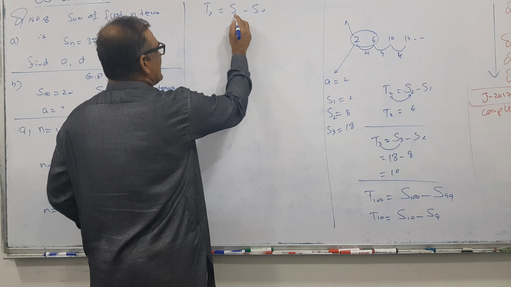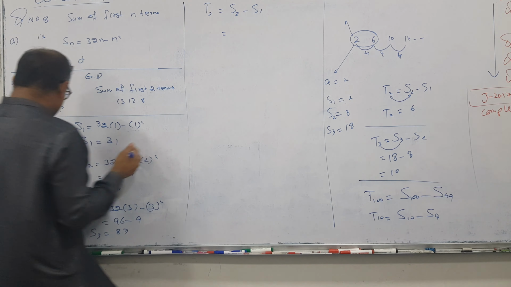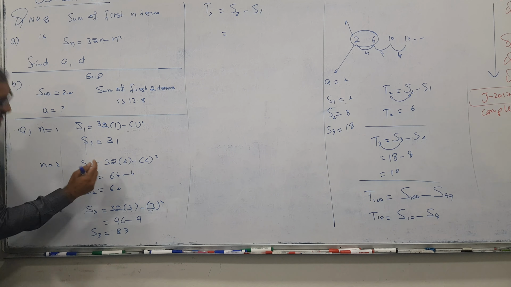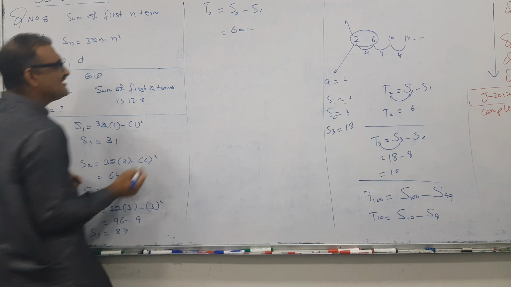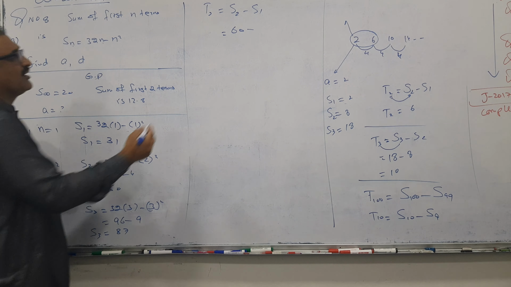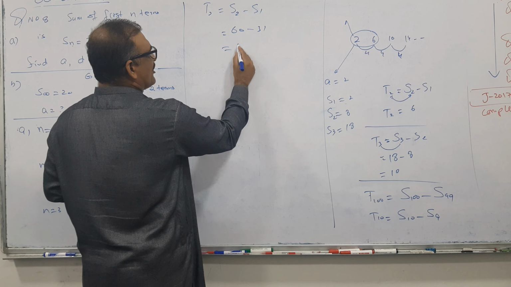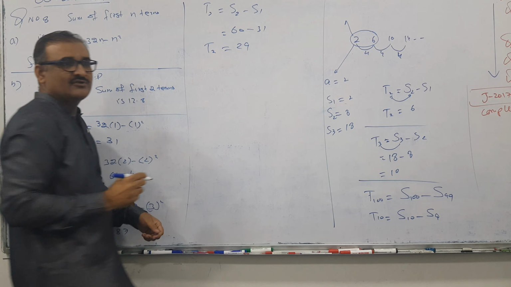Better, first T2. So S2 minus S1. S2 is what? S2 is 60. What is S1? S1 is 31. So we subtract, we got 29. So I got the second term, 29.